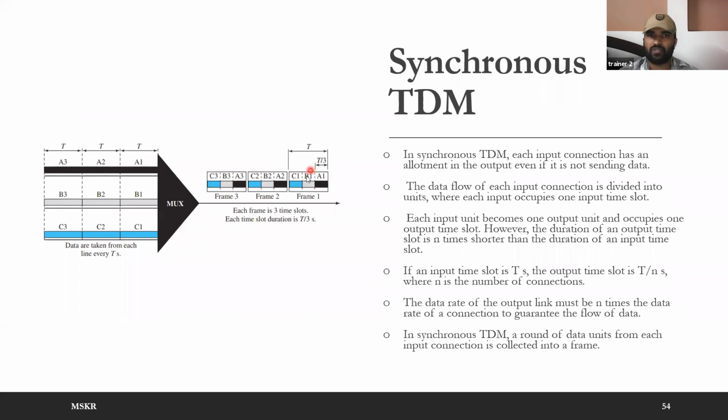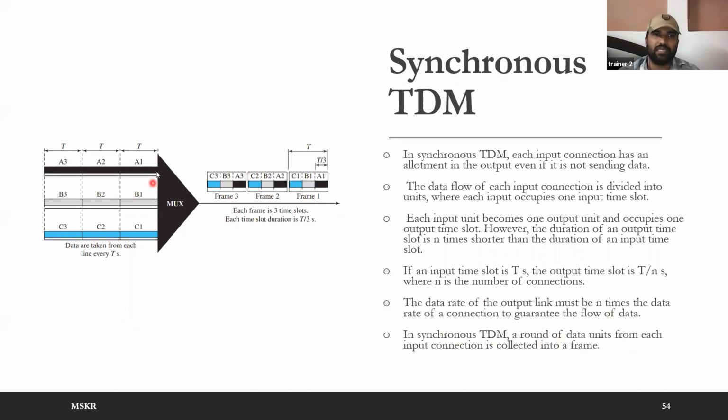A1 contains 1000 bits, A2 contains 1000 bits, A3 contains 1000 bits. You are just reducing the interval, but you are not eliminating the number of bits. So these three signals combined means 3000 bits you need to send. That's the reason the data rate of the output link must be n times the data rate of each input connection. And in synchronous TDM, a round of data units from each input connection is collected into a frame.